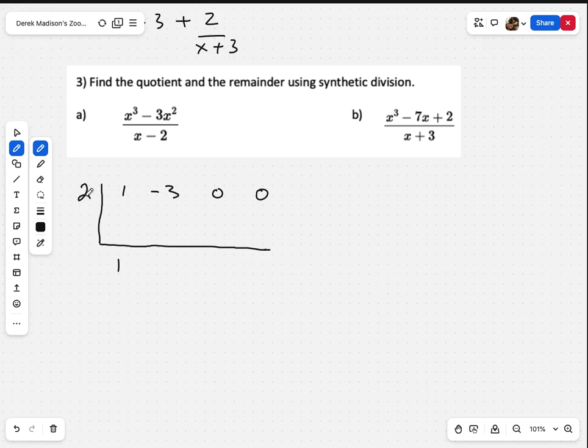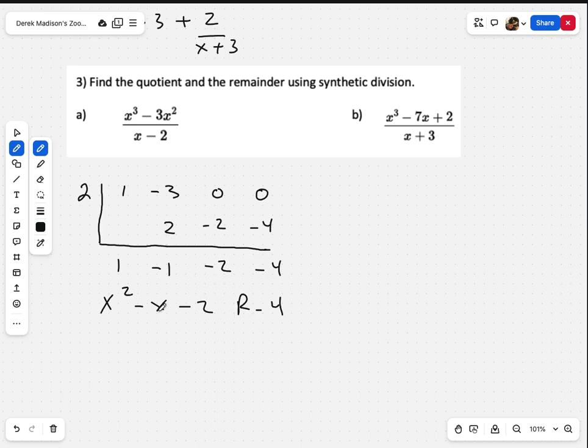So bring down the 1. 2 times 1 would be 2. Negative 3 plus 2 makes negative 1. And then just go again. 2 times negative 1 makes negative 2. 0 plus negative 2, or 0 minus 2, would be minus 2. And 2 times negative 2 makes negative 4. And 0 minus 4 would be negative 4. So you can see I got terms for the linear and the constant even though I didn't have those terms up here. So this is going to be x squared minus x minus 2 and remainder negative 4.